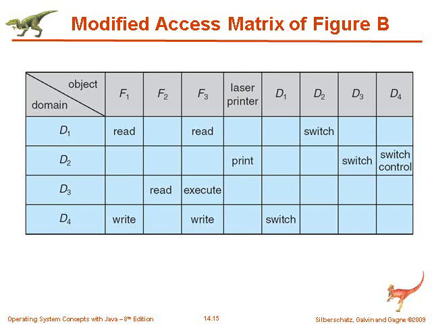So in this case, domain D2 has been given control over D4, such that a process executing in D2 can add or subtract access rights from the D4 row. In this case, it removes read access by D4 to objects F1 and F3.